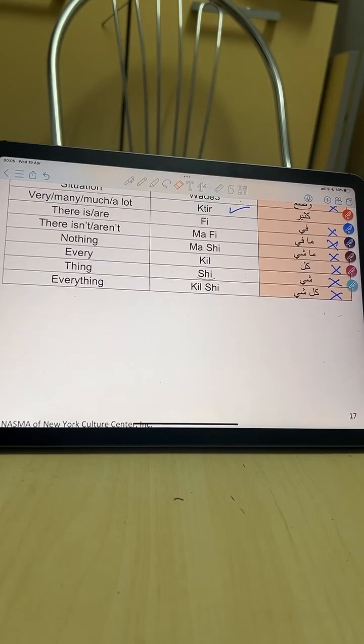Basically everything. So kil is every, and mashi is nothing. Now, if you say every something, it becomes everything. So kil shi, and then shi itself is something. And if you want to say nothing, it basically translates into no something. It's ma, not like a direct translation as a negation. And something is shi, so the negation of something is nothing.